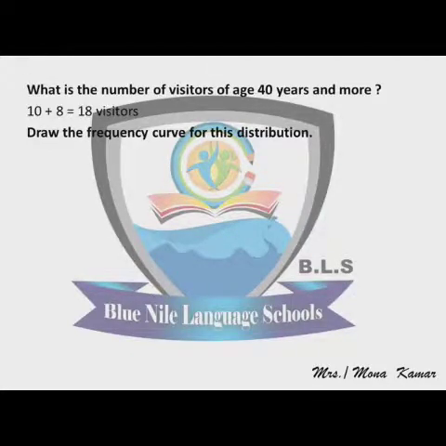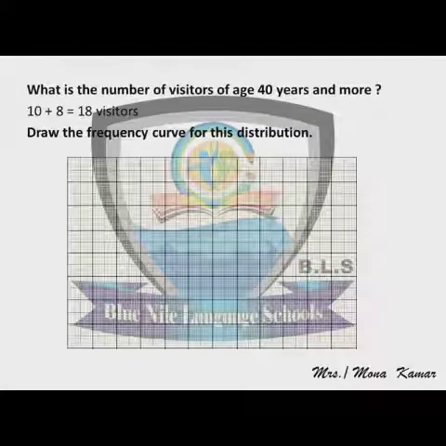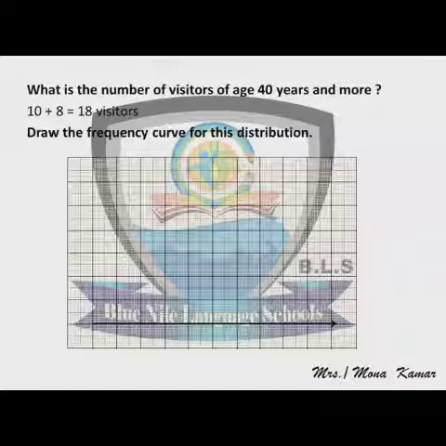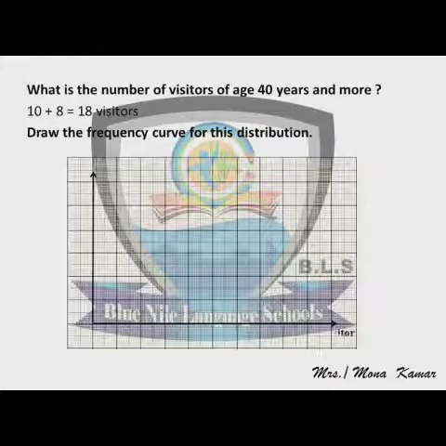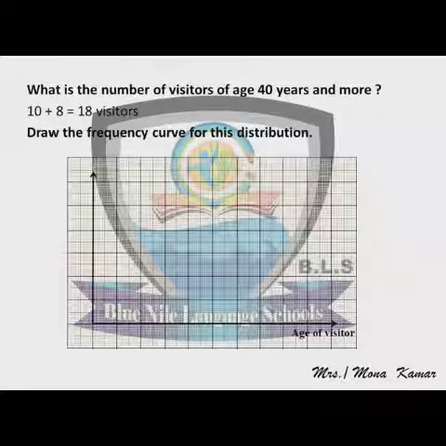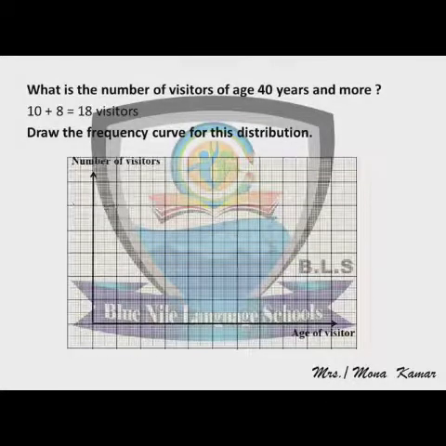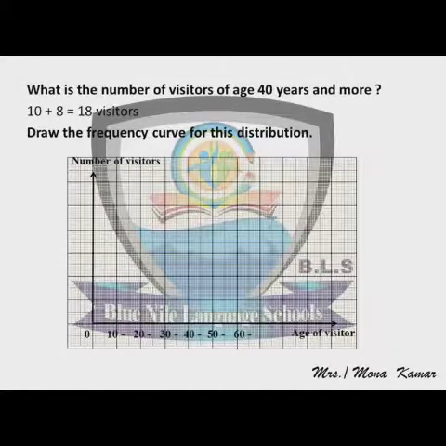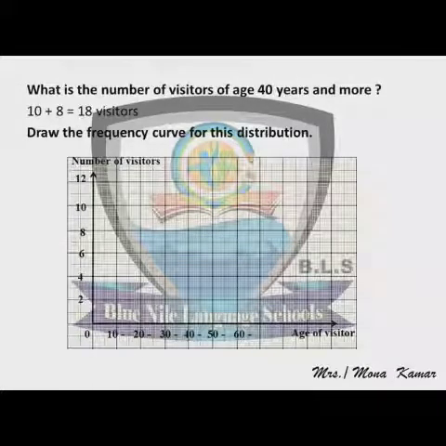Now we want to draw the frequency curve for this distribution. First we draw a horizontal axis and then we draw a vertical axis. The horizontal axis represents age of visitors and the vertical axis represents number of visitors. We put the points which represent age of visitors and number of visitors.